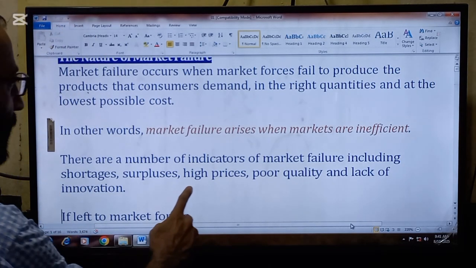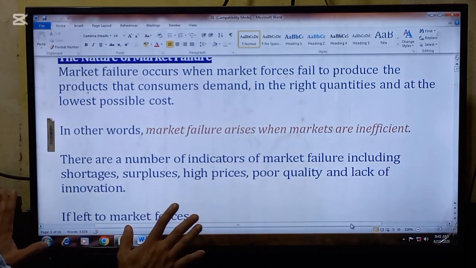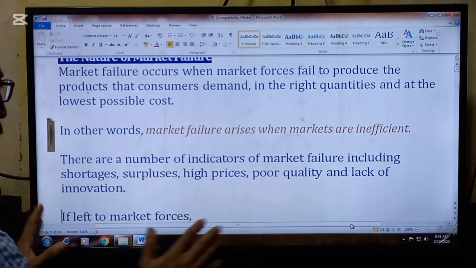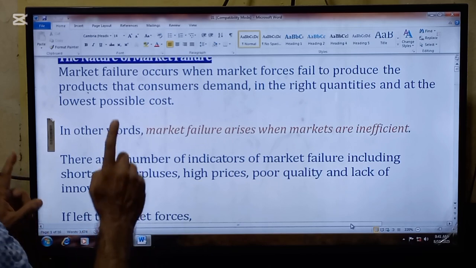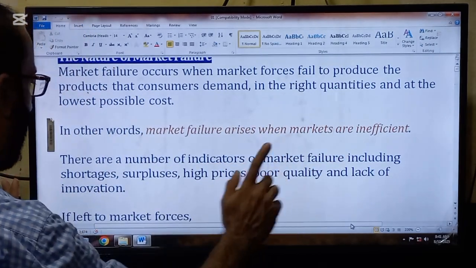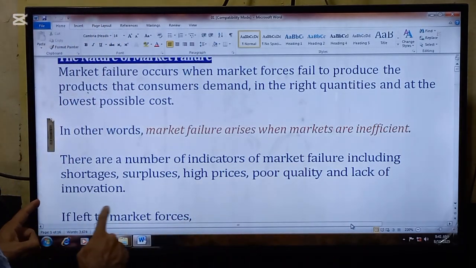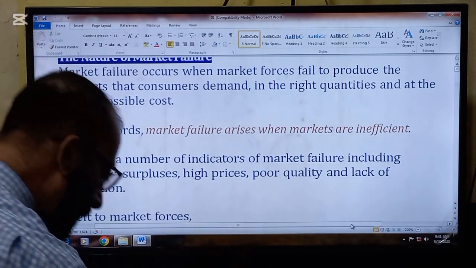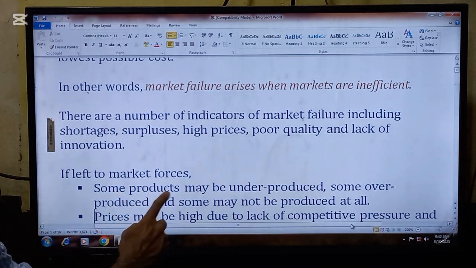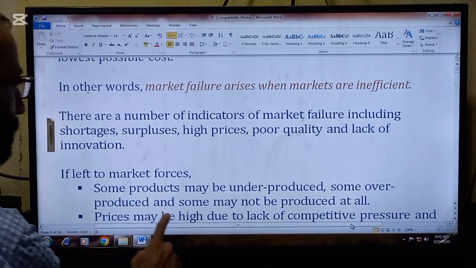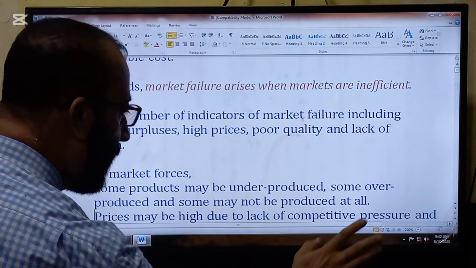There are a number of indicators of market failure, including shortages. So these are the indicators which show that the market is going to fail. Number one, shortages. Number two, surpluses, because the quantities should be in the right amount. Next, high prices, poor quality, and the lack of innovations. If left to market forces, some products may be underproduced, some overproduced, and some may not be produced at all.